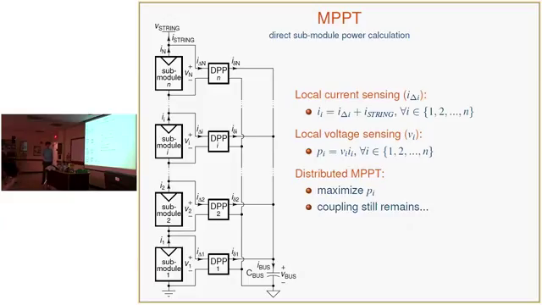But you still have coupling, because even if you're trying to track, say, submodule 1's maximum power point, whenever it perturbs, it's going to either inject or absorb power from the bus, and that's going to affect the states of all of the submodules above it. So when they're trying to do their thing, performing maximum power point tracking, it's going to affect their algorithms.